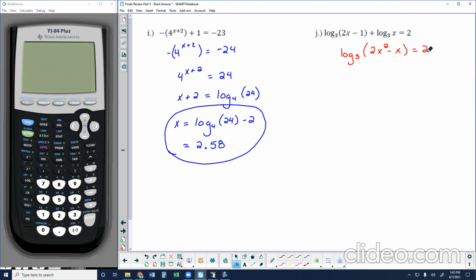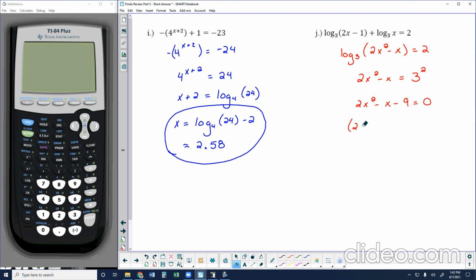Now we can eliminate the logarithm by rewriting this using an exponential with base 3. What we would get is 2x squared minus x is equal to 3 to the second power, taking each side of the equation as an exponent of base 3. This can be simplified as 3 squared is 9. You can subtract 9 from both sides, and now we have a quadratic equation set equal to 0.